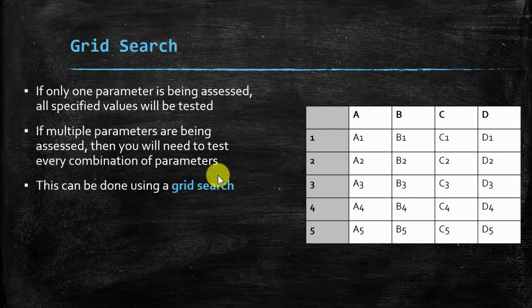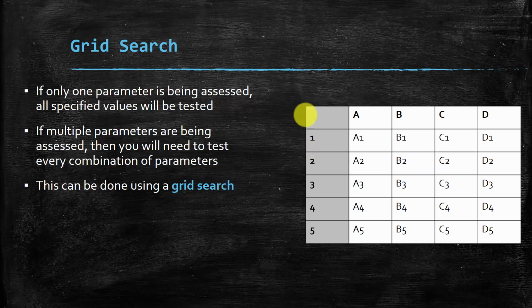Okay, so that's how you're assessing it, but how are you actually choosing what parameters to assess? Generally how we do this is with what's called a grid search. Let's imagine we have an algorithm with two parameters. One parameter can be set to A, B, C, or D, and the other parameter can be set as 1, 2, 3, 4, 5. So what we need to do here is actually test every combination. So A and 1, B and 1, C and 1, D and 1, A and 2, B and 2, and so on and so forth. So what you're doing is testing all possible combinations of the parameters as a grid.